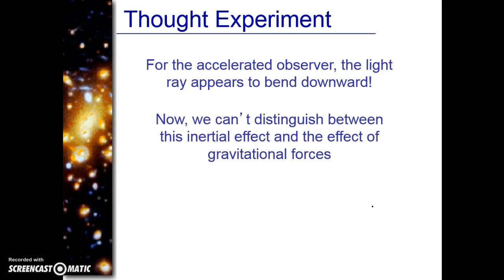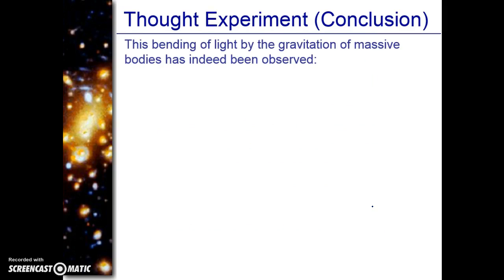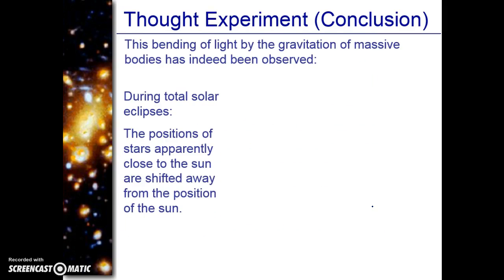Okay, and this says we can't distinguish between inertial effects and the effect of gravitational forces. So a gravitational force, being equivalent to the inertial force, must also be able to bend light. And it says this bending of light by the gravitation of massive bodies has been observed. So what does that mean?